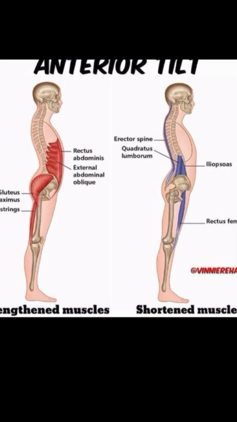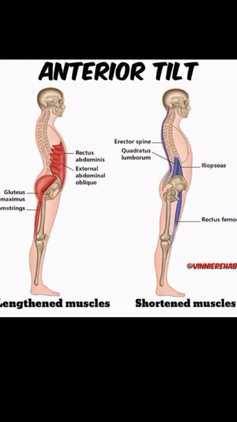Now, this picture here shows what an anterior pelvic tilt is. It is a postural pattern where the front of the pelvis rotates downward and the back of the pelvis lifts upward. When this happens, the pelvis tips forward like a bowl spilling water. This tilt increases the arch in the lower back, which is why anterior pelvic tilt and lumbar lordosis often show up together.